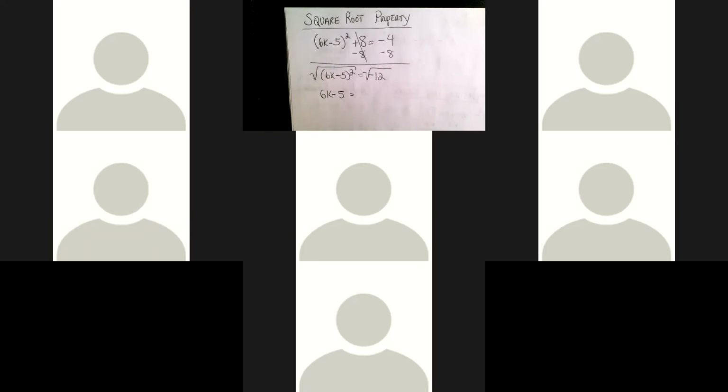Now, who remembers what's on this side? Michael, do you remember that part? What's on the right side? Is it plus or minus negative 12? Okay, we got a plus or minus. So when you use the square root property, this side with the square root gets a plus or minus.